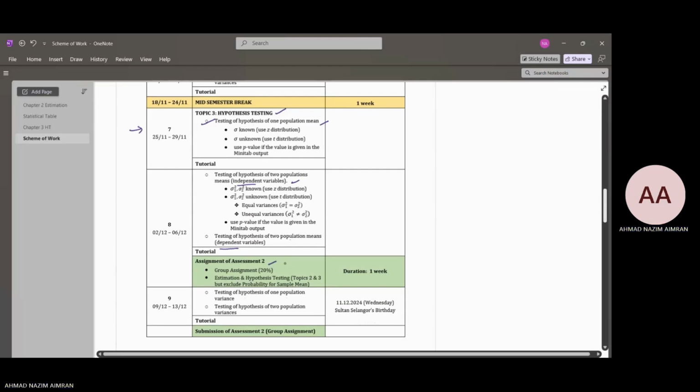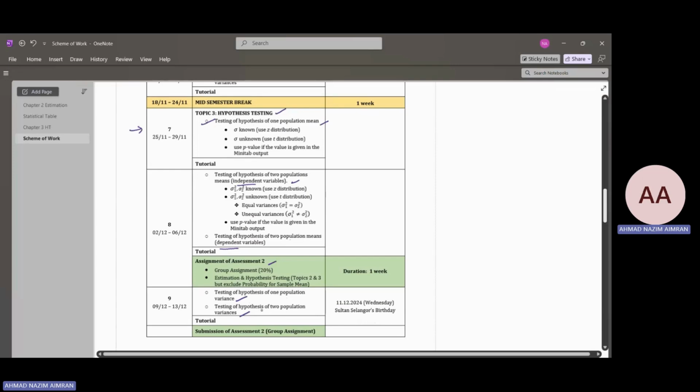Okay, I think I have shared with you the assignment during your semester break. So the submission of the assignment will be on week 8. And then in week 7, we are going to discuss how to test the hypothesis when it comes to one population variance as well as the two population variances.